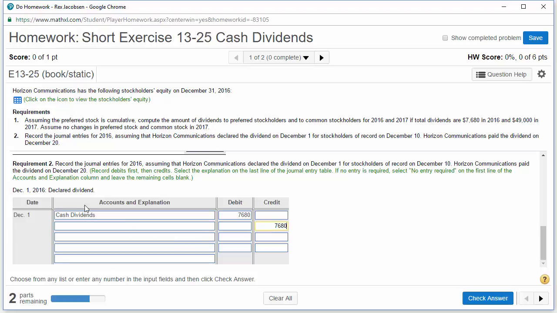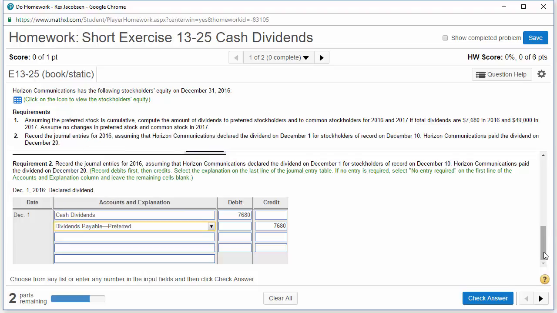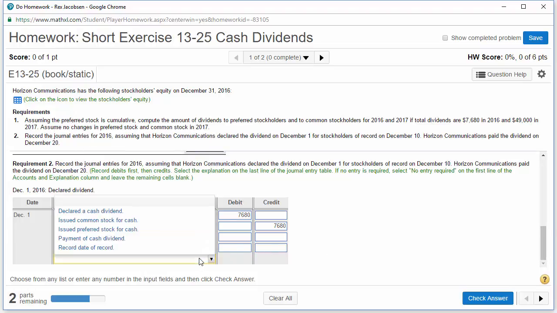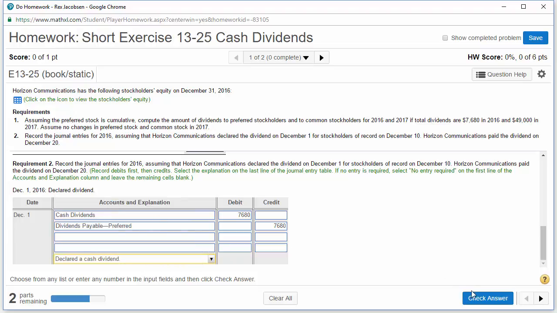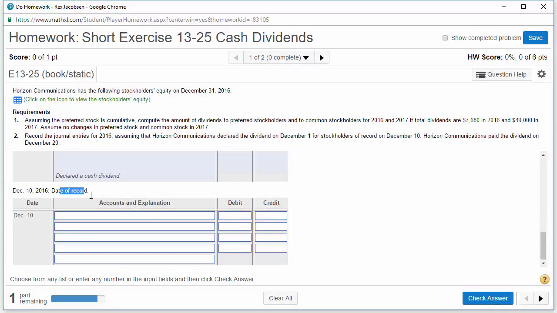Now, on December 1st, this is just when we are declaring the dividend. We're not actually paying, so we cannot lower cash yet. So we have dividends payable preferred, and then we're going to declare the cash dividend. Now, on the date of record, what happens? Well, the date of record is the date whoever owns the stock on this date is going to get that preferred dividend. But we do not do any journal entry. No entry is required. We as accountants don't keep track of the millions of people who could be owning our stock.